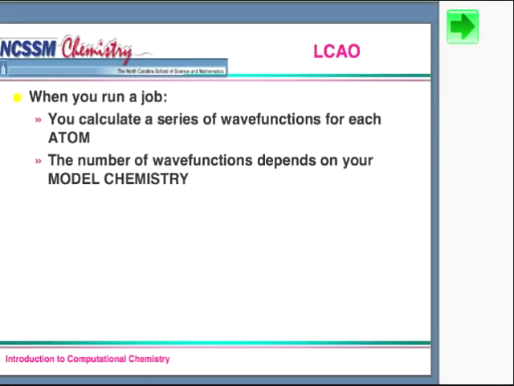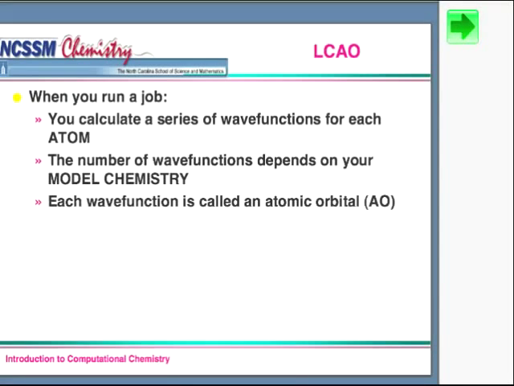The number of wave functions depends on your model chemistry. As you'll see next week and the following week, we'll do several labs that help you figure out what your wave functions are, how many you have, what they look like, that type of thing. That all comes from a discussion of basis sets, a term you've been exposed to so far. Every wave function that you calculate is called an atomic orbital, or AO. And for every atom, you may have many, many atomic orbitals. It's not the case that you have one atomic orbital for each atom. Depending on your model chemistry, you'll have multiple atomic orbitals for a given atom.